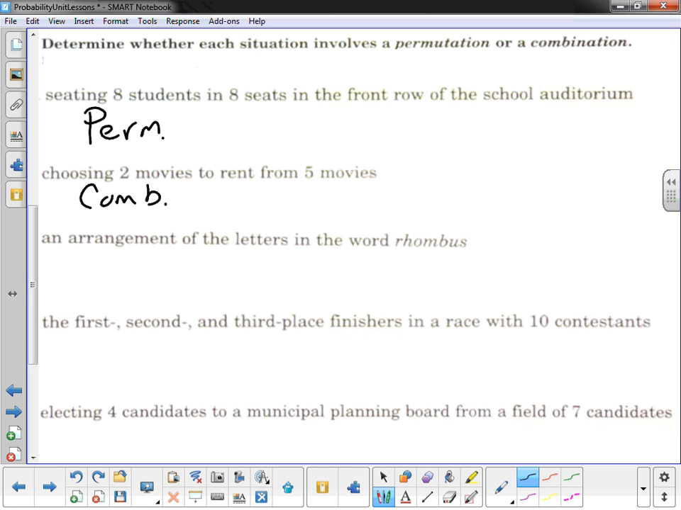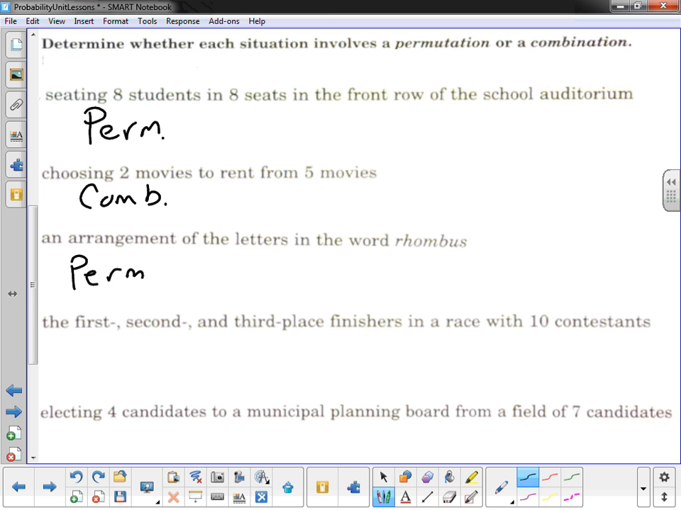What if I want to arrange the letters in the word rhombus? In this case, my objects are these letters. If I think about a combination where the order doesn't matter, that's not going to work here, because every arrangement I come up with uses the exact same letters. It would say it's the same combination. Now, if I were taking a few letters out of the whole group, that would be a different story. So this one is a permutation, because we have a word and we have to use all those letters.